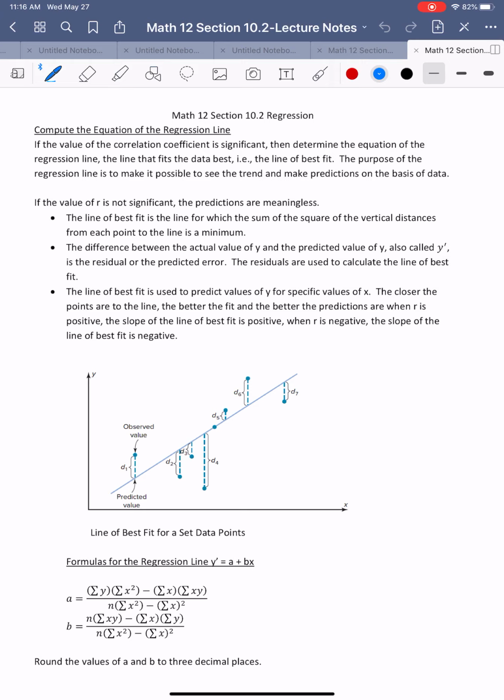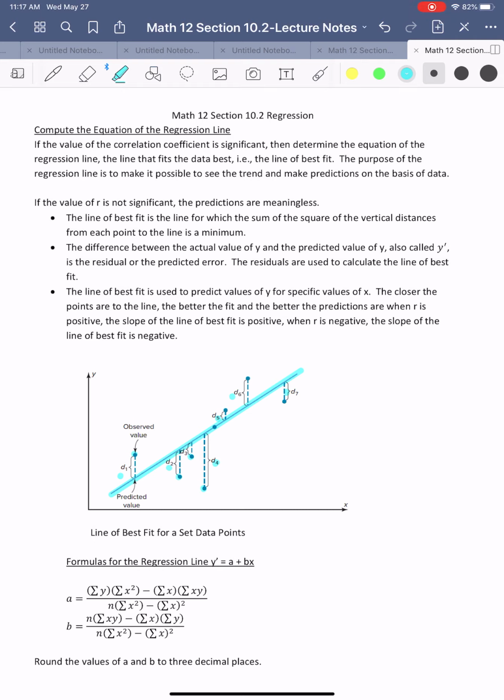Okay, so this is the predicted values, and this is the observed values of y. And then there is the distance between the predicted value and the observed value. That's what we call the residual, okay?